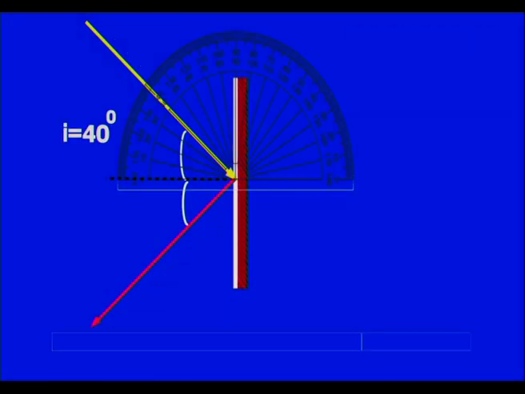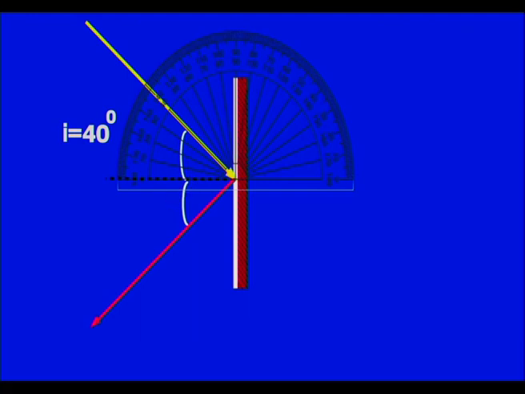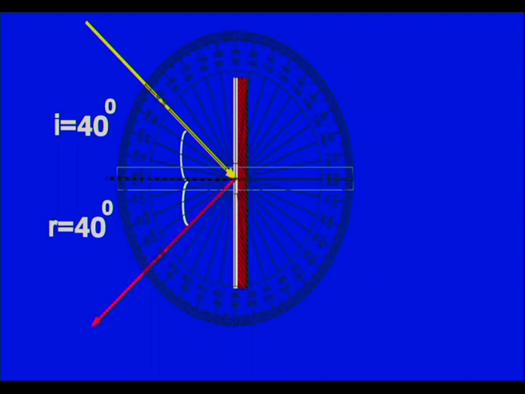Now measure the angles with the help of a protractor. For this instance, the angle of incidence is equal to 40 degrees, and also measure the angle of reflection. You will be surprised to know that the angle of reflection is also measured as 40 degrees. From this activity, you will know that the angle of incidence is equal to the angle of reflection.